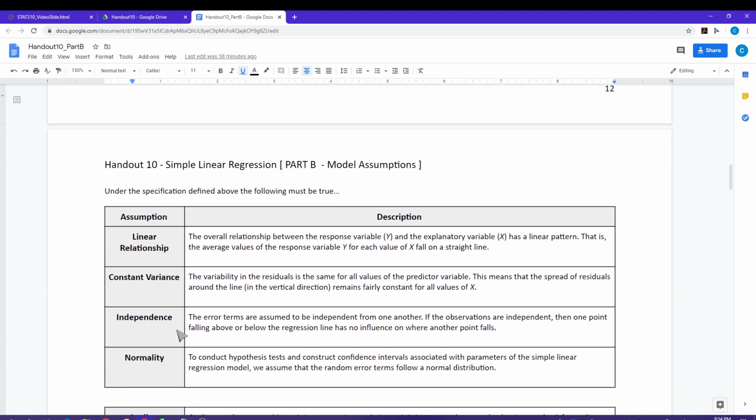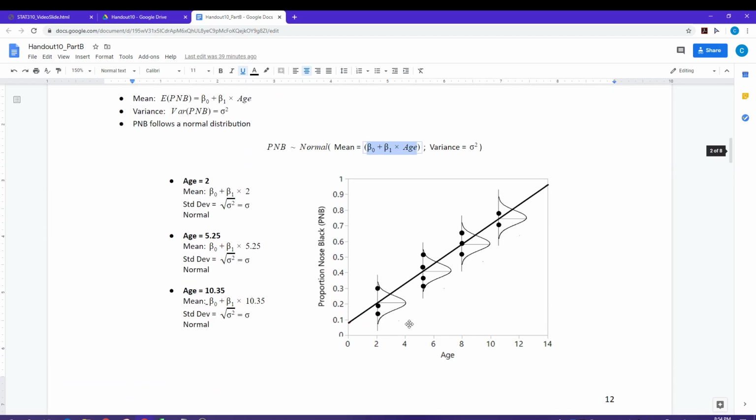A third assumption is that I have independence between my observations. What that means is that if observations are independent, then one point does not influence another point in our regression model. Here, these are different lions at different ages, so I don't anticipate there to be any problem with the independence assumption.